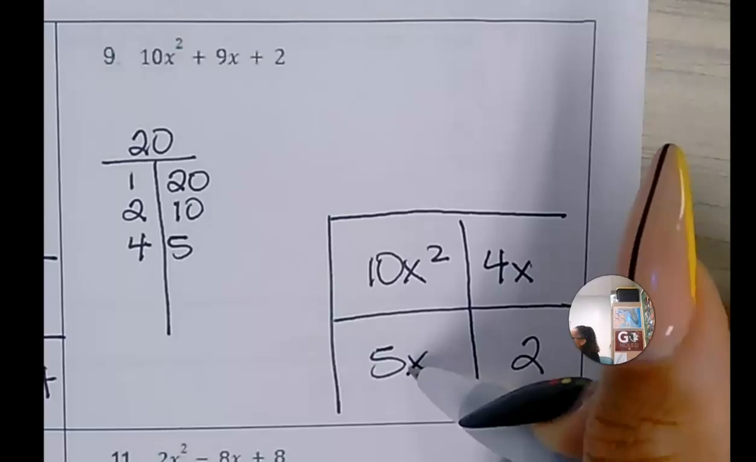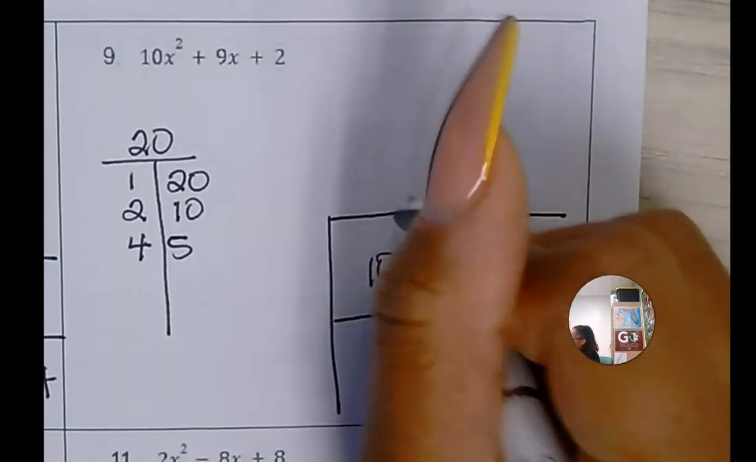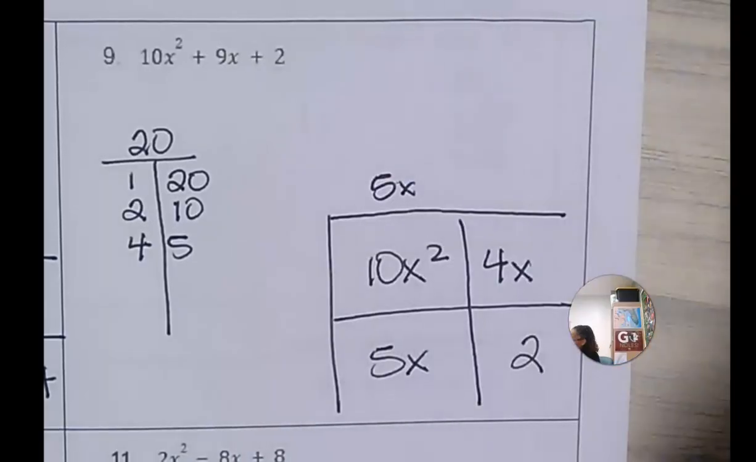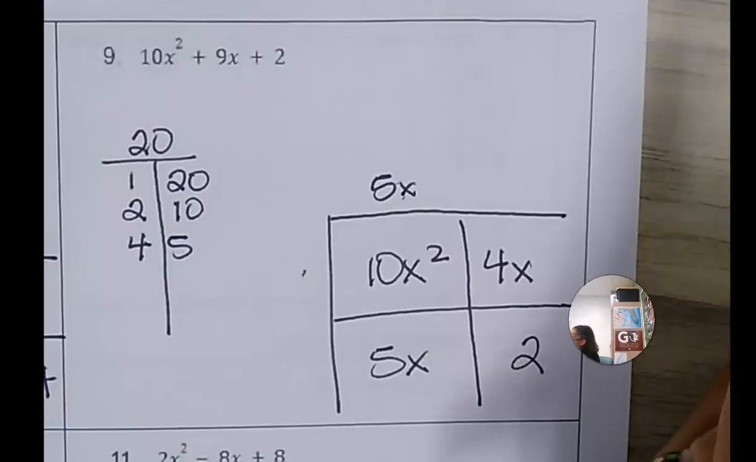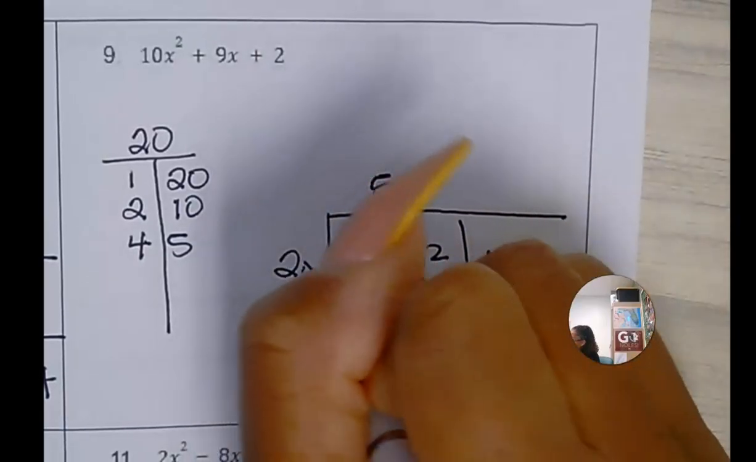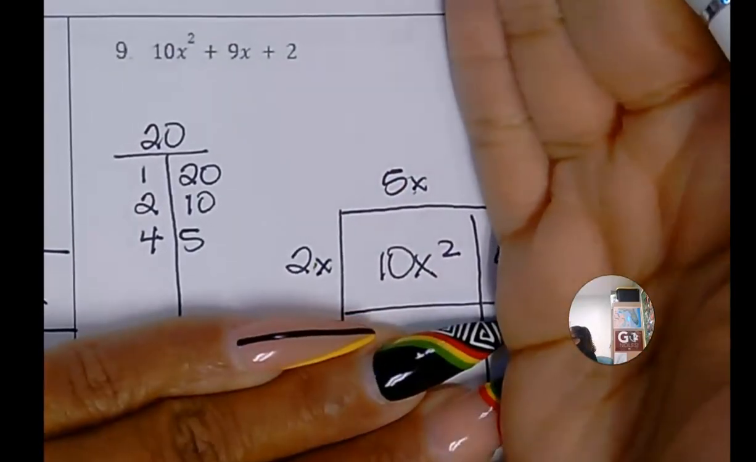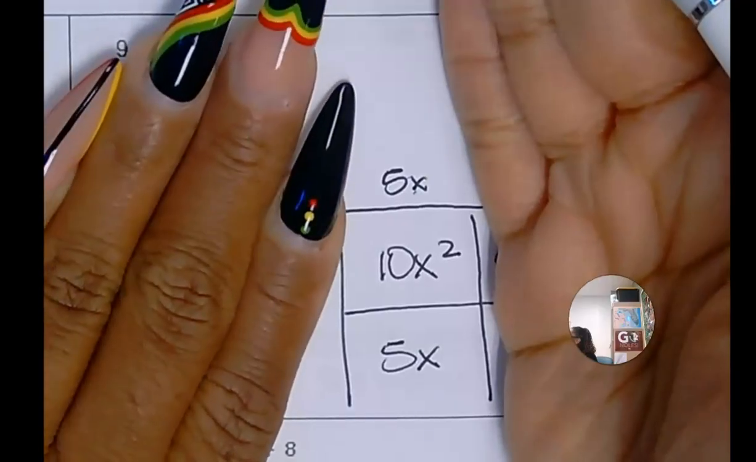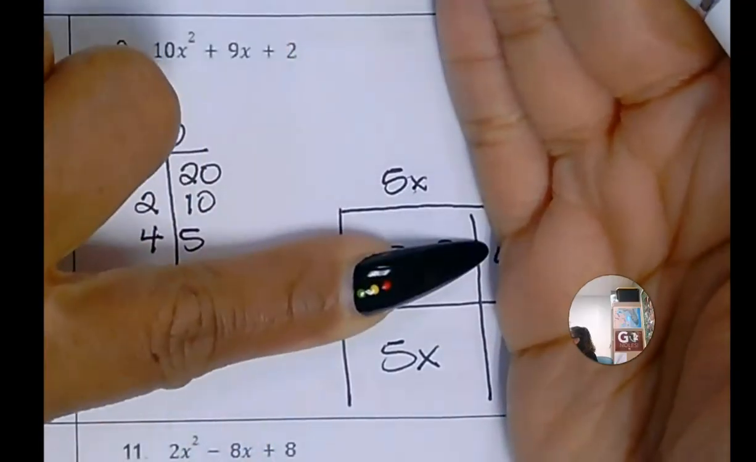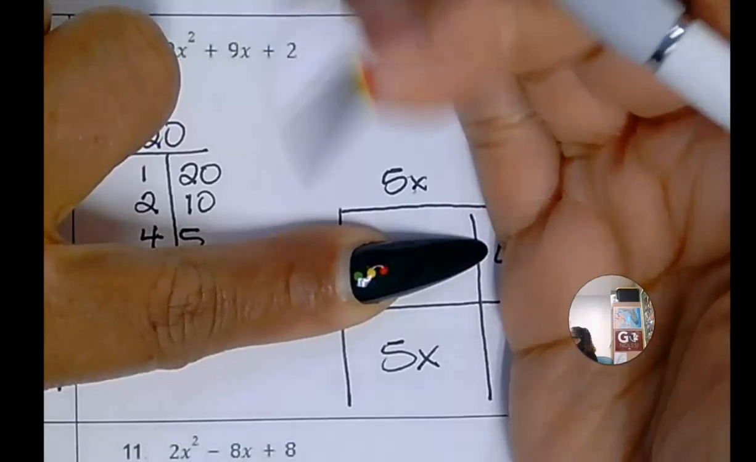What do 10x squared and 5x have in common? 5x, put him on top. 5x times what gives me 10x squared? 2x. Do you see how I'm doing the backwards box method? Because I know that these two, when I multiply, will give me 10. Now I need something to multiply to give me 5x. 5x times what gives me 5x? Where do I put the 1?